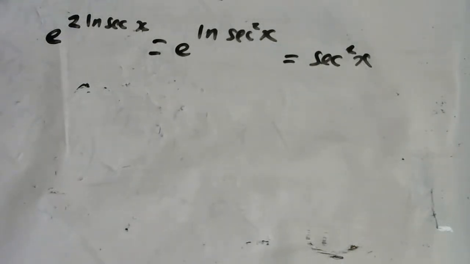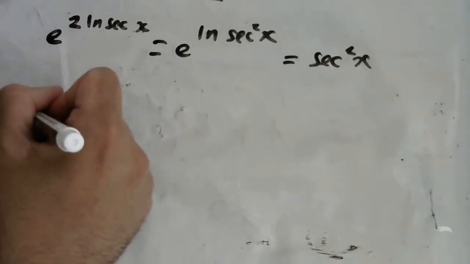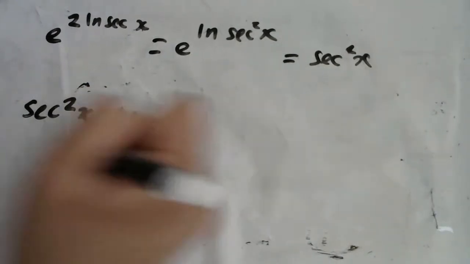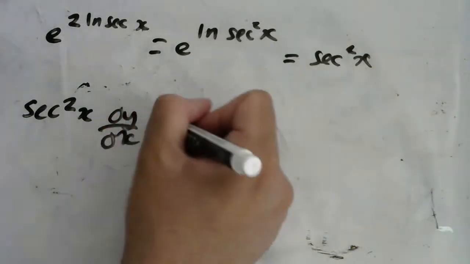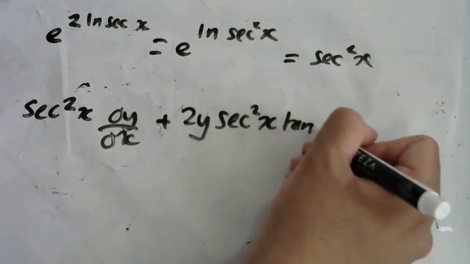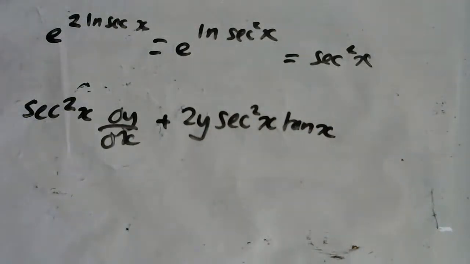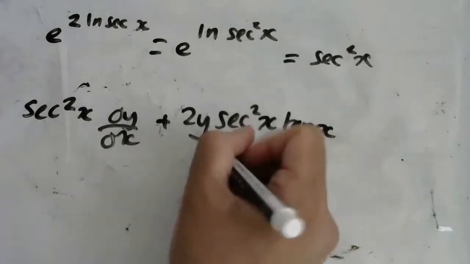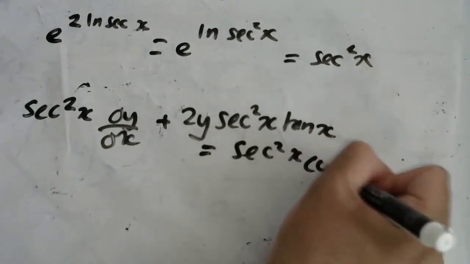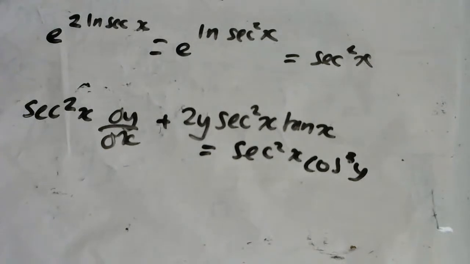So the question goes, sec squared x dy/dx. So basically I'm multiplying the formula through by sec squared x. Gives me plus 2y sec squared x tan x. And that all equals sec squared x cos cubed x. So again, you're looking on the left-hand side for what am I talking about?